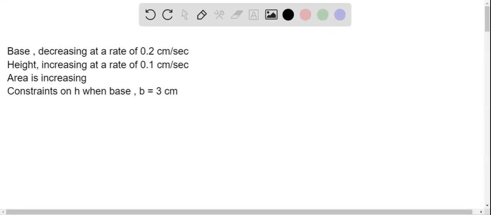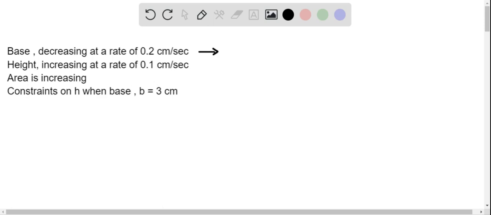In this problem, we are given that the base of a triangle is decreasing at a rate of 0.2 centimeter per second, and the height is increasing at a rate of 0.1 centimeter per second. And we are told that the area is increasing. We need to find the constraints on H when the base is exactly 3 centimeter. So first, let's convert the given information into the mathematical equivalent.